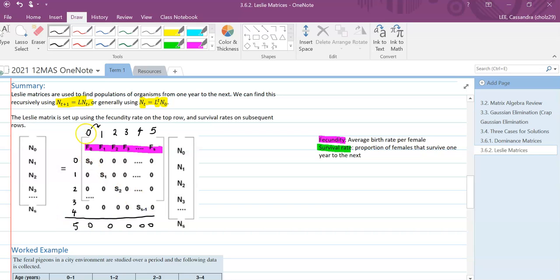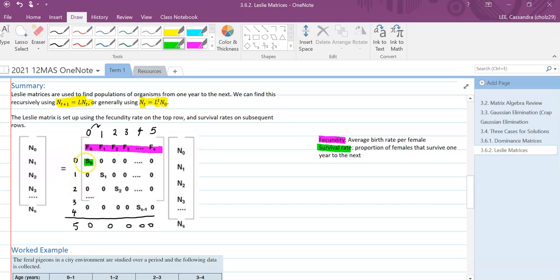So along the top, this top row is always going to be that fecundity rate, and then the subsequent rows are going to be our survival rates from age 0 to 4. Here you can see this is our survival rate for our 0th year. Because our 0th year is not included in our 1st year population, or our 2nd year population, or our 3rd year population, the rest of these values in the row are going to be equal to 0.